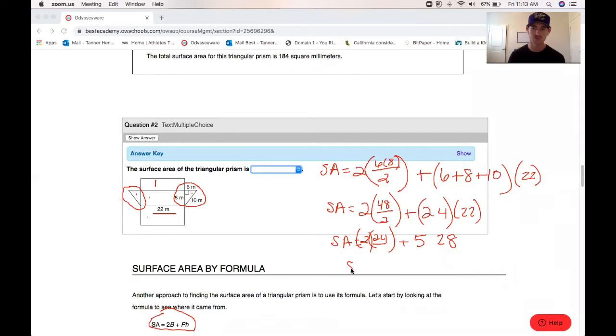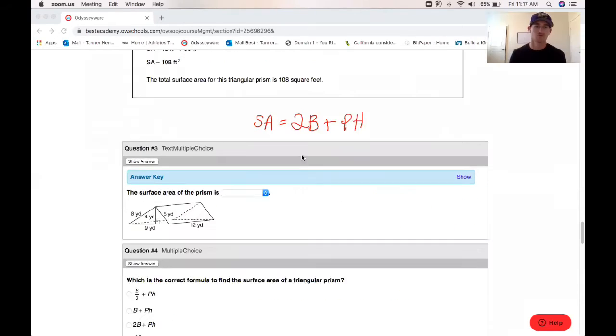So surface area is going to be 48, because we had 24 times 2, plus 528, and that is going to equal 576. Don't forget, since it's meters, square.